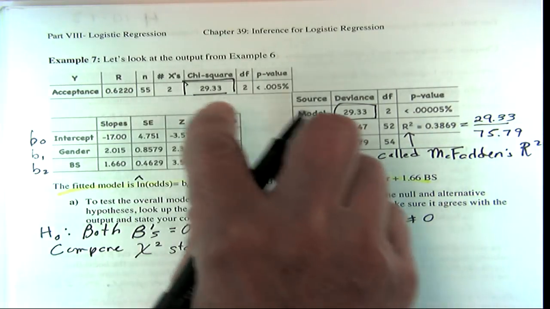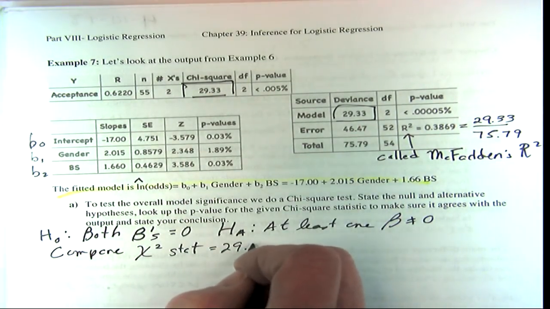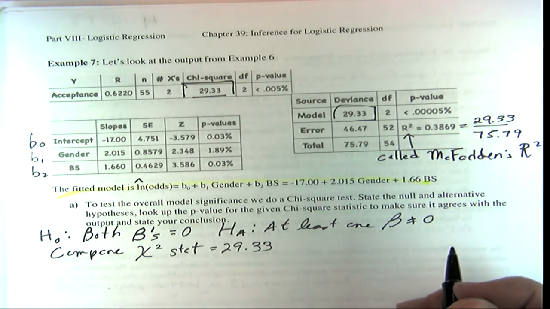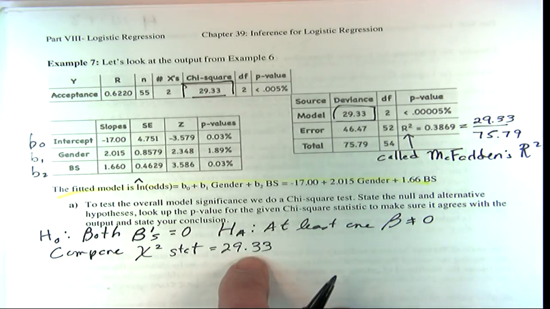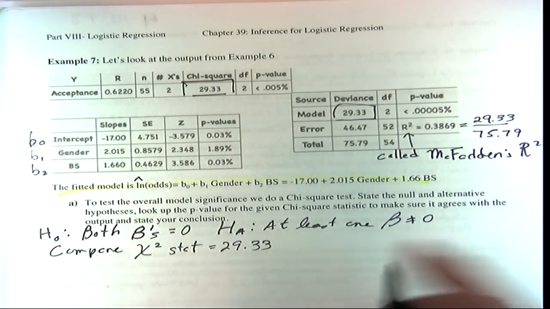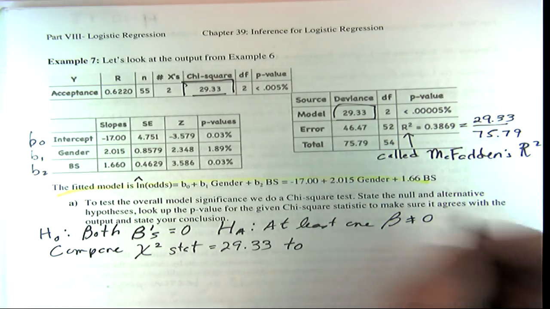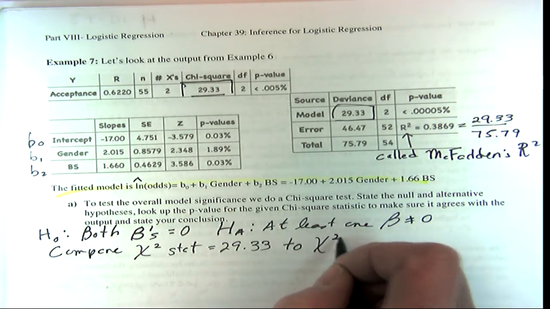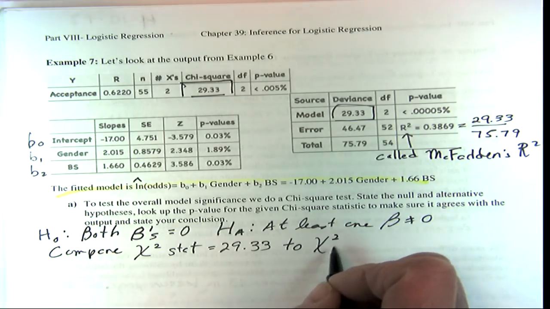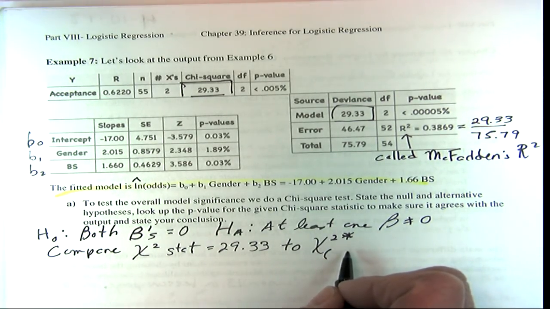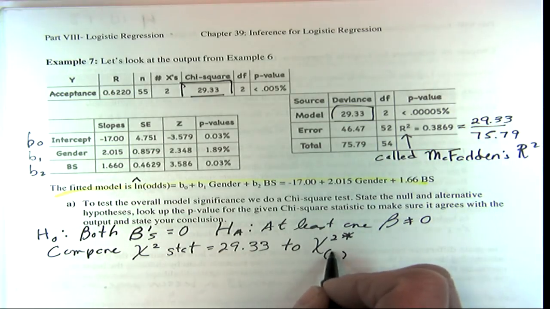that we see on this printout of 29.33 to, well, we could look it up, or if you just had a table, like on your exam, we'd have to compare it to some critical value. So we'd have to compare it to the critical value of chi-squared. At what degrees, so we'll put a star for critical, and at what degrees of freedom do we want to put in there? The degrees of freedom are 2.